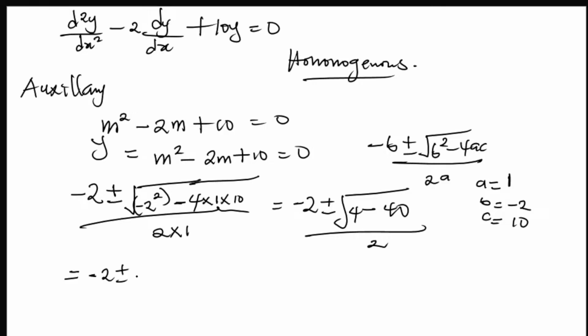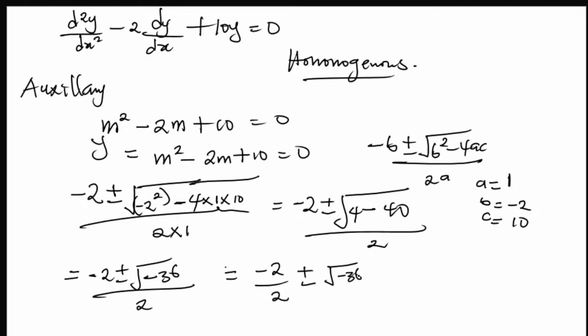So what you have here will simply be minus 2 plus or minus the square root of minus 36, divided by 2. We can also simplify this by writing it as minus 2 divided by 2 plus or minus the square root of minus 36. And when you have a minus inside your root, that tells you that it is a complex number. Are we together?